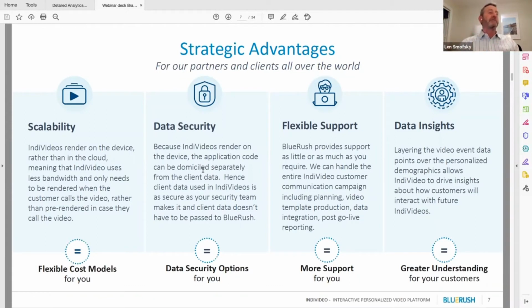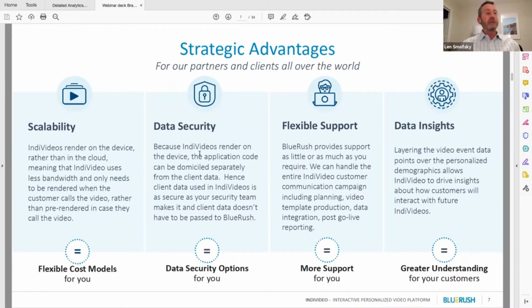That gives us advantages in security, but it also gives us advantages in scalability. And that's important because normally to do this, you'd need to render in the cloud. Remember that when you create a personalized video, it has to be rendered for each view. It's unique. It's not like a generic video, which is rendered once and put up on a server and anyone can see it. This has to be rendered for each viewer. So that can be costly.